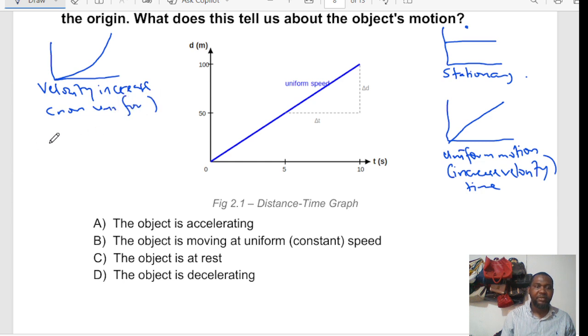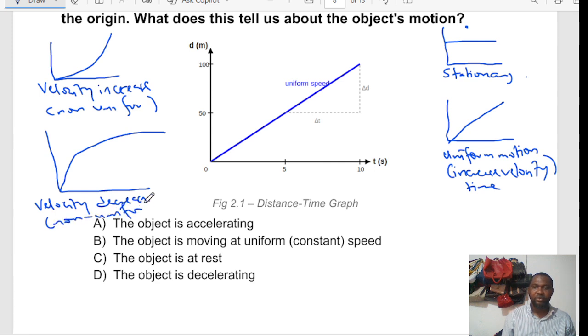Then if it goes this way, like an exponential, it is also non-uniform, but here velocity decreases. This is approximately what you should know. Remember that when an object's velocity is increasing, it simply means that it is accelerating, because acceleration is simply increase in velocity. That's very important for you to know. Now, correction: the straight line is just uniform motion.